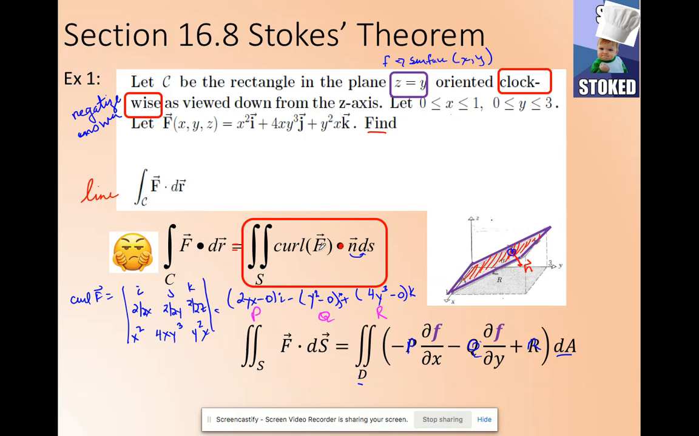So my surface integral, curl f dot n, is going to turn, using the Green's kind of extension here, into the opposite of P times the partial of my surface with respect to x. What's the partial of the surface with respect to x? That's nice, right? The opposite of Q, so my Q was negative y squared, so positive y squared, times the partial of my surface with respect to y, plus just my r.